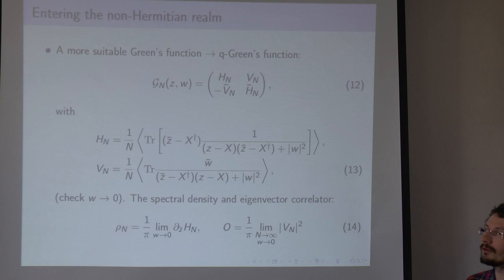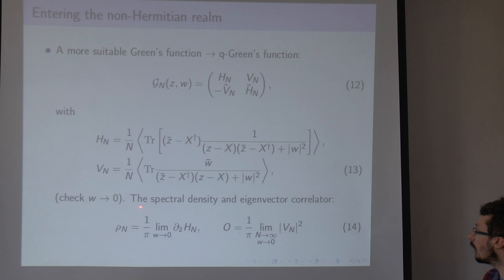I didn't want to give you the quaternionic, because the full name, at least from my experience, is not a very fortunate name. But Q Green's function is just defined as a 2x2 matrix, which has these entries. If you look at W going to zero, then this HN, everything here just cancels, and we get 1/(z-x), which is basically some kind of Green's function, this Hermitian Green's function, and this one goes to zero unless the x's and z's coincide.